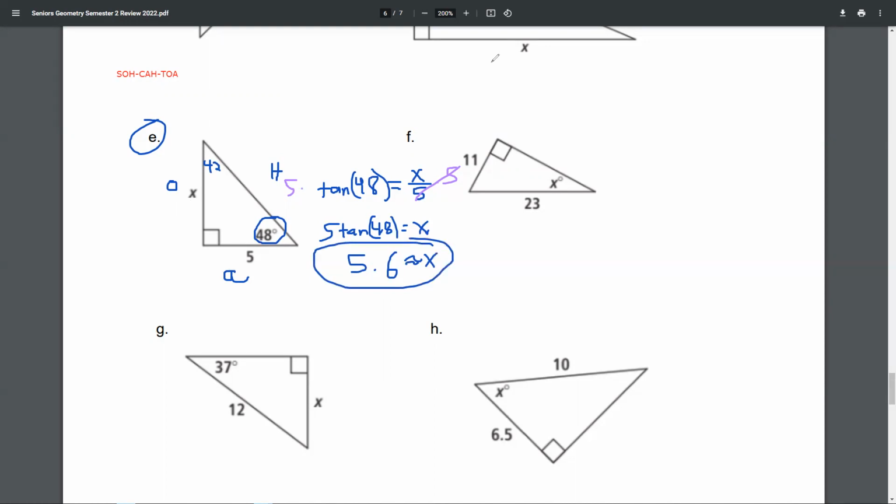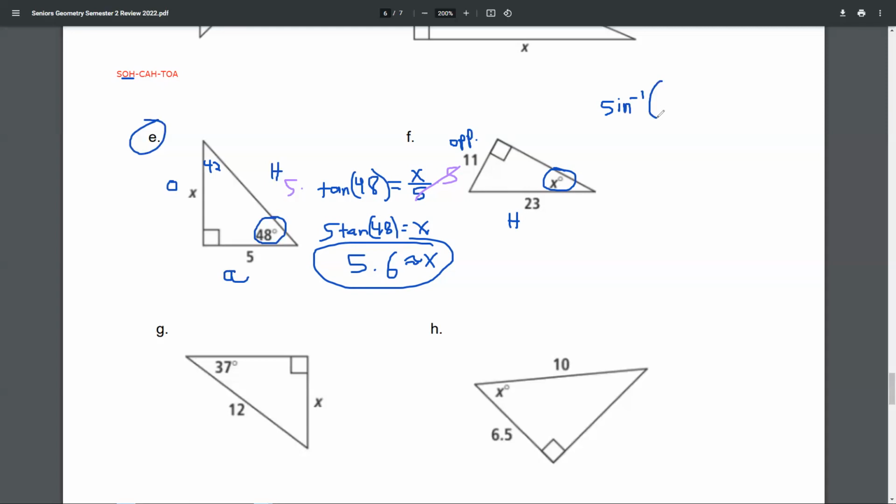All right, the next one, we're solving for an angle, so we have to use inverse. When you solve for an angle, we got to use inverse trig. So I'm going to label my hypotenuse. I'm going to circle my angle, and then 11 is opposite. It's across from the x. So if I have opposite and hypotenuse, that's going to be O and H, which is sine. And we're using inverse sine because we're solving for an angle.